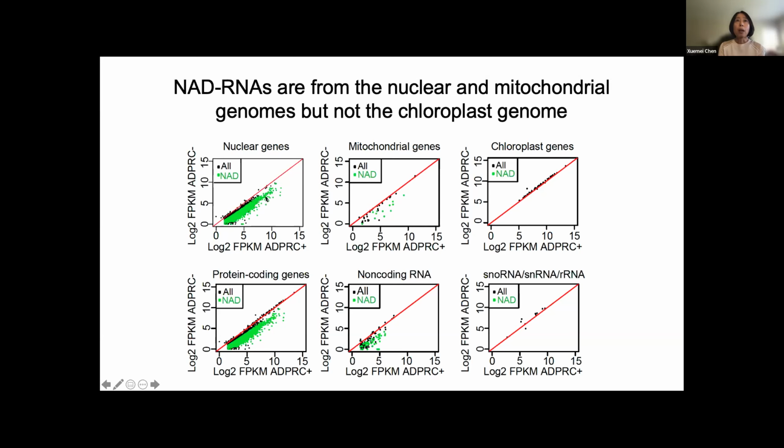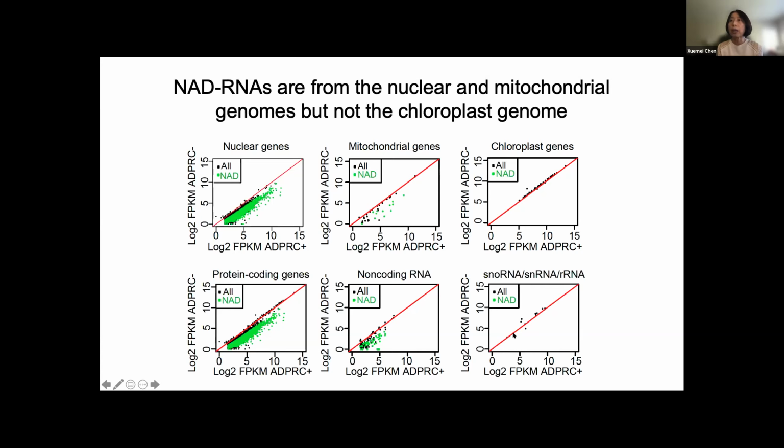When these RNAs are from the nuclear genome, they can be protein coding genes or non-coding RNAs. I wanted to mention here that although we did not see any snoRNAs or snRNAs being NAD capped, some were found to be NAD capped by Brian Gregory's lab. I think this is because our captureSeq did not result in sufficient coverage of NAD snRNAs or snoRNAs.